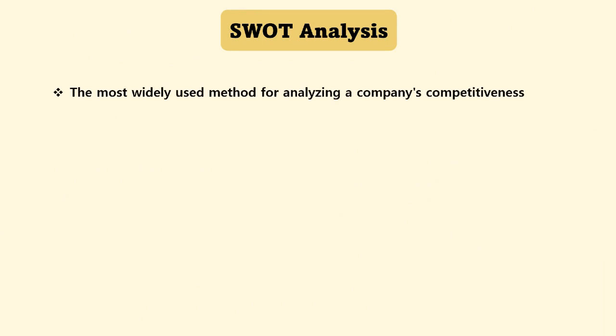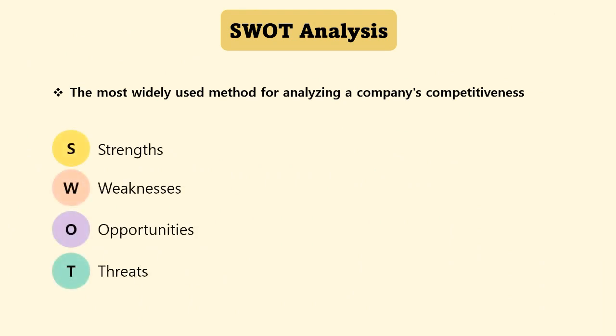SWOT analysis is the most widely used method for analyzing a company's competitiveness. Here, SWOT stands for strengths, weaknesses, opportunities, and threats. Strengths and weaknesses are internal factors of the company, and opportunities and threats are external factors.